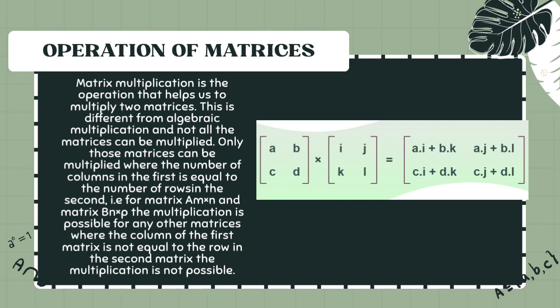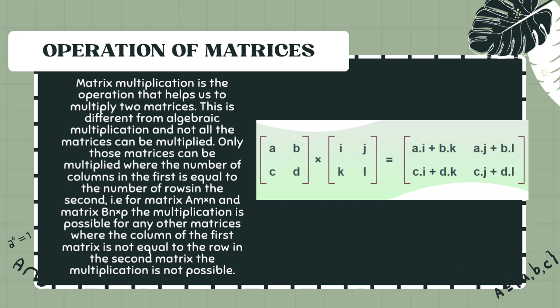Operation of matrices. Matrix multiplication is the operation that helps us to multiply two matrices. This is different from algebraic multiplication, and not all matrices can be multiplied. Only those matrices can be multiplied where the number of columns in the first is equal to the number of rows in the second, i.e.